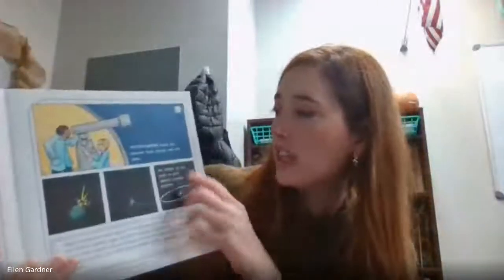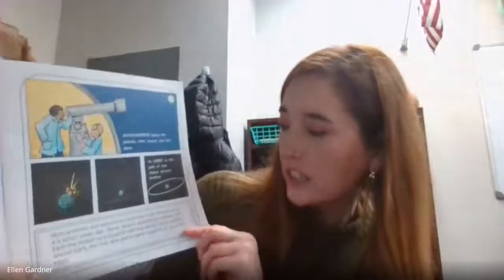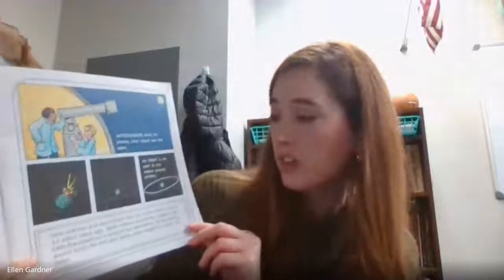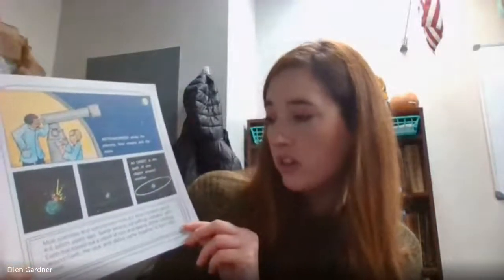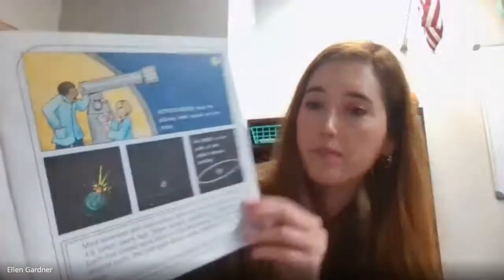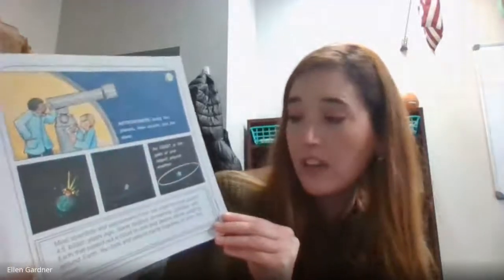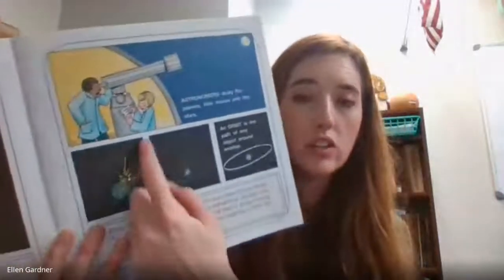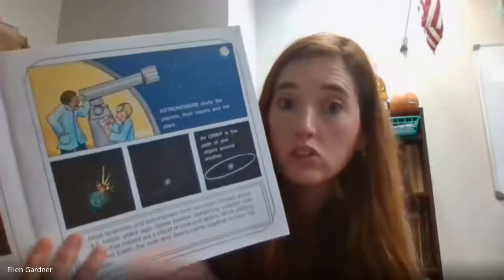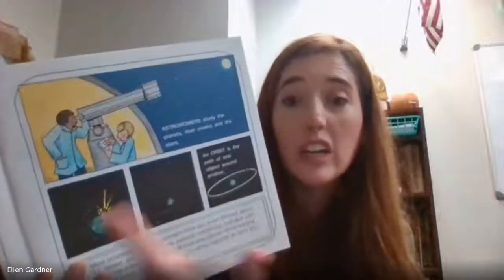Now, astronomers study the planets, their moons, and the stars. Most scientists and astronomers think our moon formed about 4.5 billion years ago. Some believe something collided with Earth that tossed out a cloud of rock and debris. As you can see here, that's one theory. While orbiting around Earth, the rock and debris came together and formed the moon. So that's one theory about how our moon started orbiting us: something collided with us and then the rock and dust formed together and started to orbit.